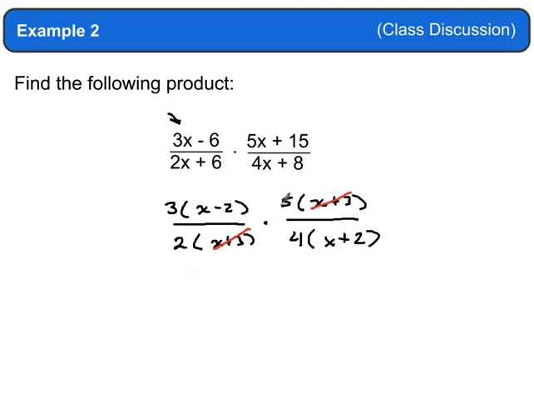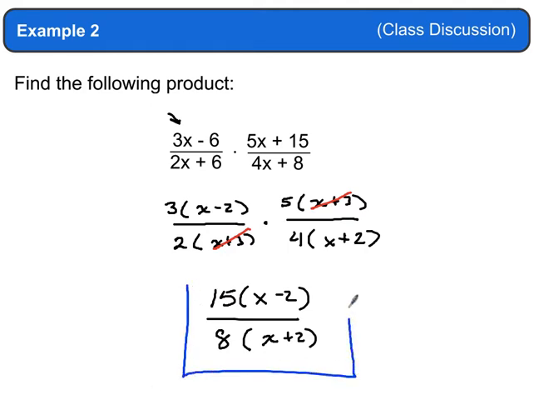3 times 5 is 15. We have an x minus 2. And then 2 times 4 is 8. And we have an x plus 2 left over. This will be our final answer. You don't have to distribute these back in. It is perfectly acceptable to just leave the answer the way that it is.